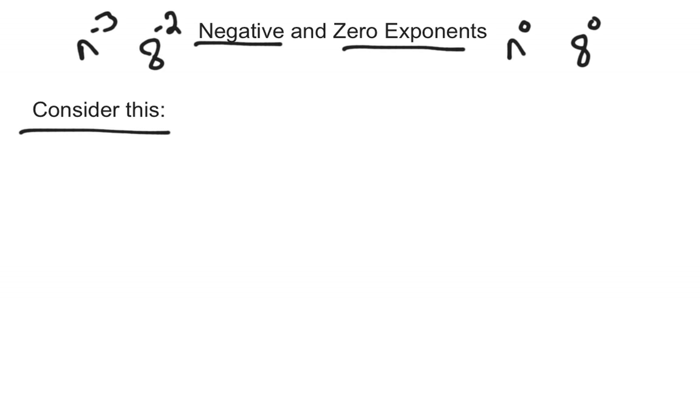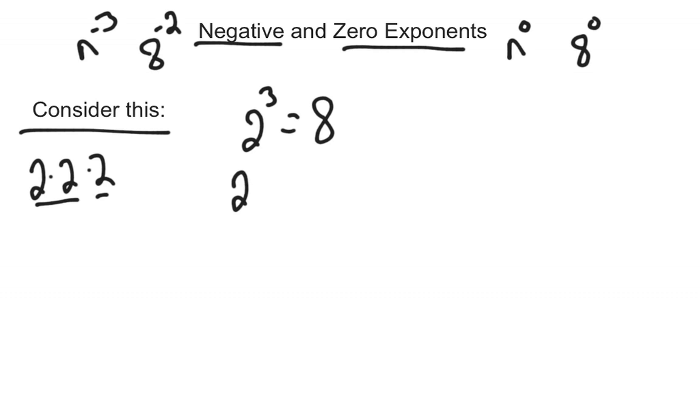So consider this. If I have the number 2, and I want to raise that to the 3rd power, let's think about what that means for a second. That means 2 times 2 times 2. Well, 2 times 2 is 4, times 2 equals 8. So 2 to the 3rd power equals 8. Now let's keep going. Instead of 2 to the 3rd power, let's do 2 to the 2nd power. 2 to the 2nd power means 2 times 2, which is 4. If I do 2 to the 1st power, we know anything to the 1st power is just itself.